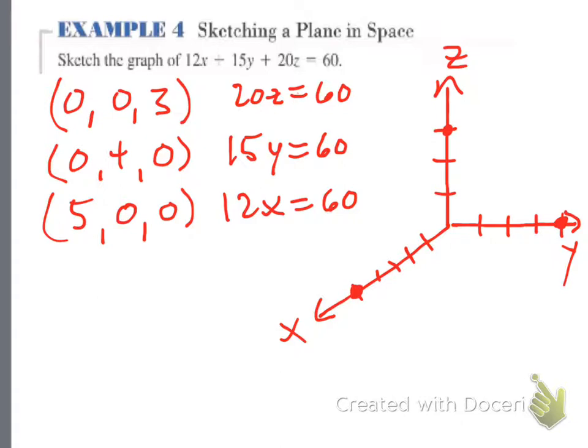So you find your three intercepts, and then you connect these dots with a triangle. That is the plane we're talking about. It's very simple to sketch a plane. Find the intercepts, plot them on the correct axes, and then connect the triangle. It's going to be a triangle every time. So that's how you sketch the plane.